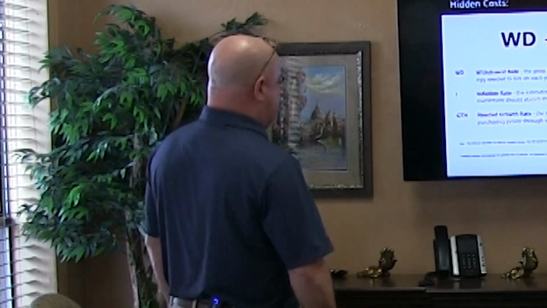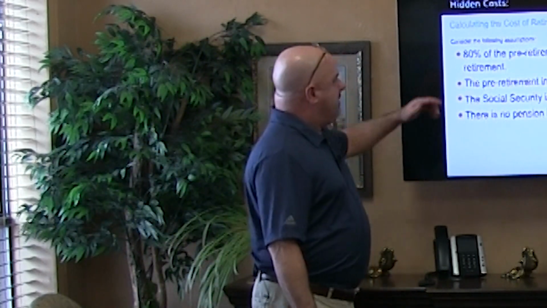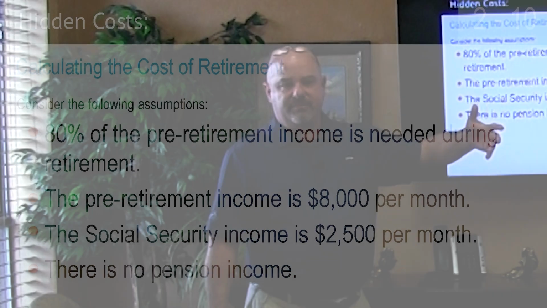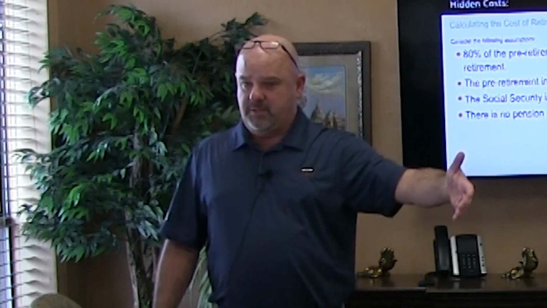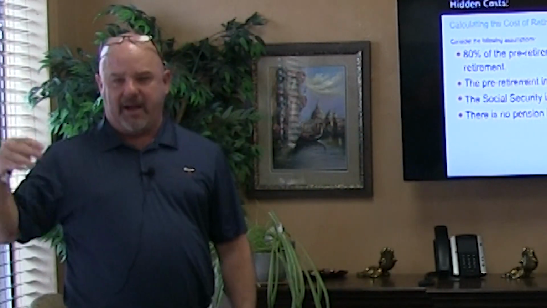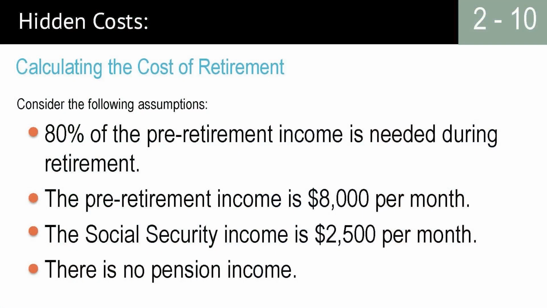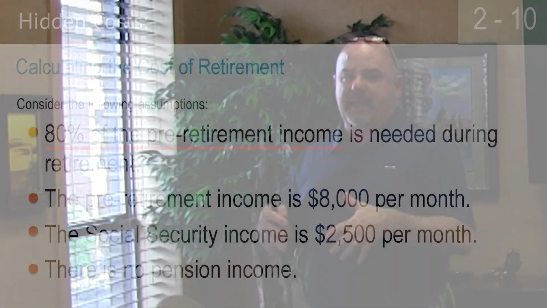All right, so we're going to go into this case study. I'm going to go through the assumptions first. Here we have a couple. They are 50 years old. They plan on retiring at 65, so 15 years into the future. And they feel like they can live on 80% of what they're currently making. If they were going to retire today, if they cut back 20%, they feel like they'd be okay.